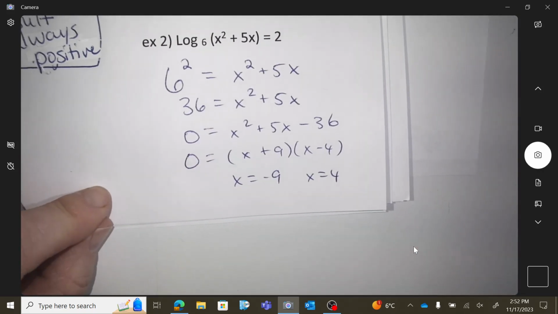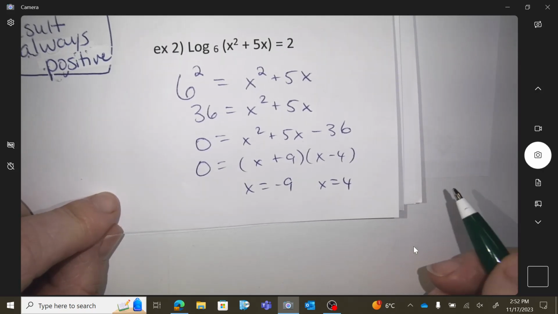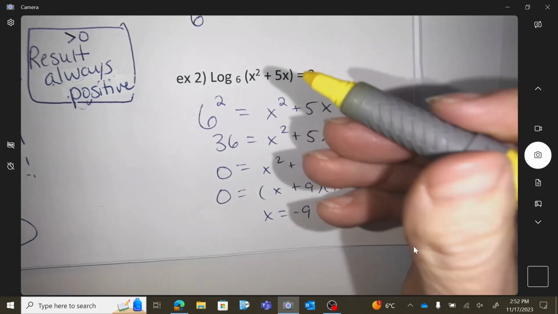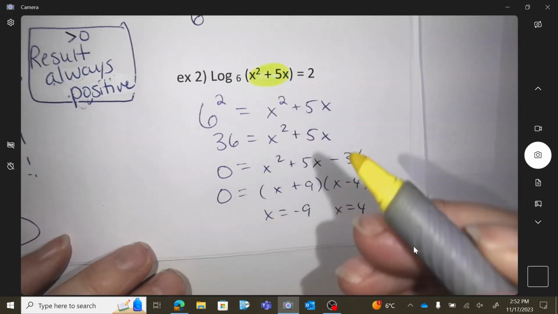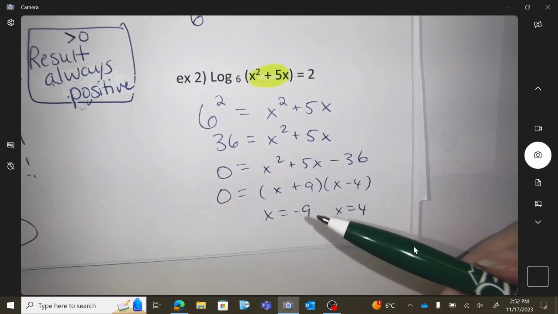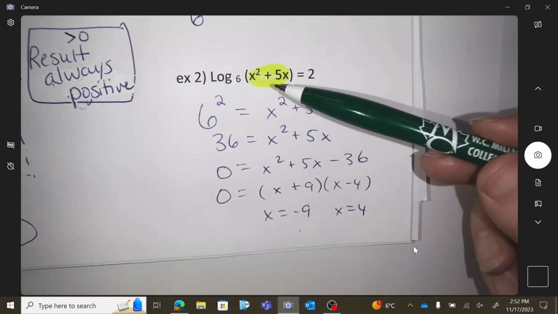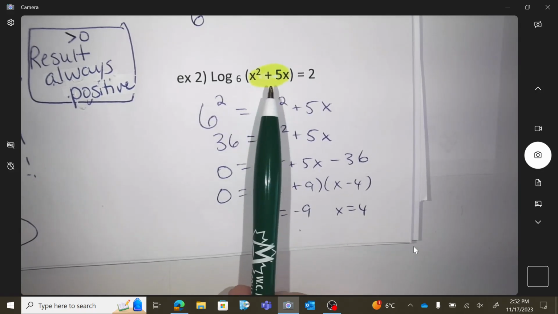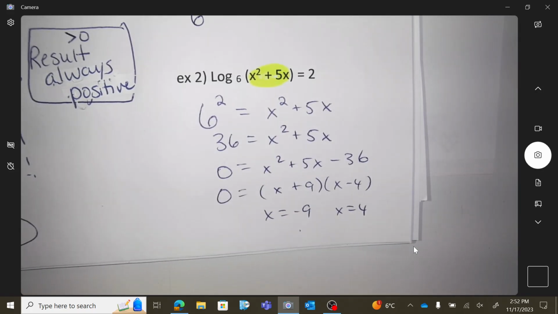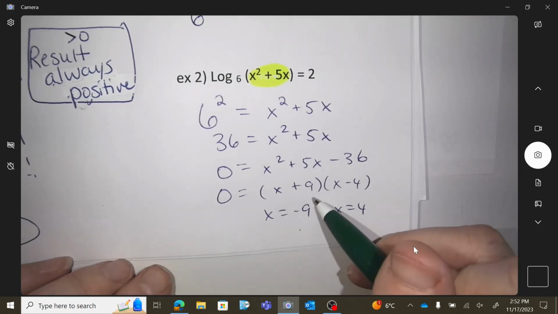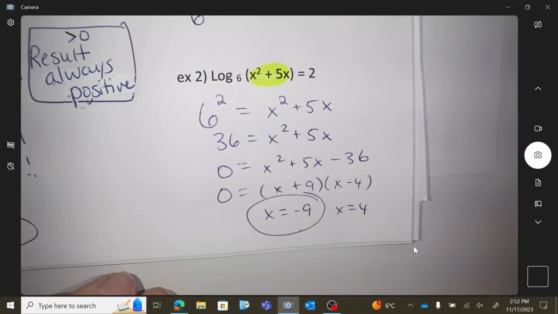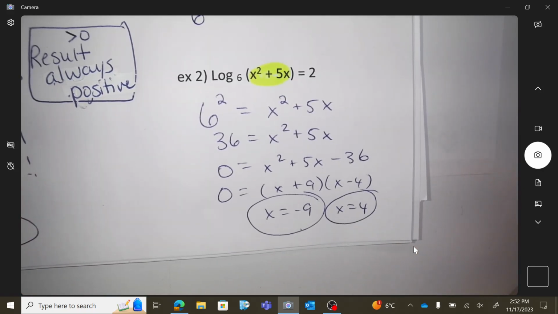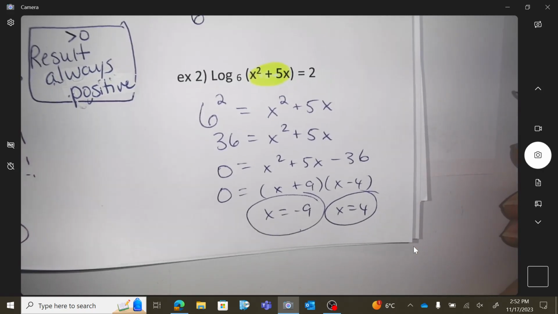Okay, before I say that they're answers, we're just going to check. If I were to plug -9 into just the result section, would this come out positive? -9 squared plus 5 times -9, would that be a positive number? Yes. So it's good. 4 is also positive, so it's good. Sometimes you might have to just say that's not allowed.